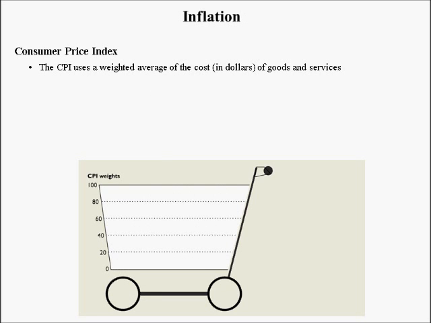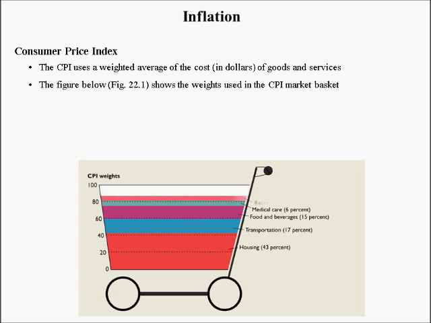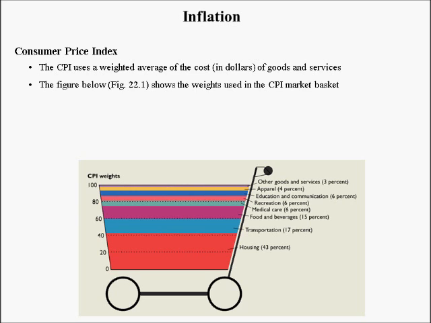So the CPI uses a weighted average of the cost in dollars of goods and services. The figure below is from 22.1. It shows the weights used in the CPI market basket. 43% comes from housing, 17% is from transportation, food and beverages is about 15%, medical care is about 6%, recreation is 6%, education and communication is about 6%, apparel is 4%, and other goods and services is 3%.